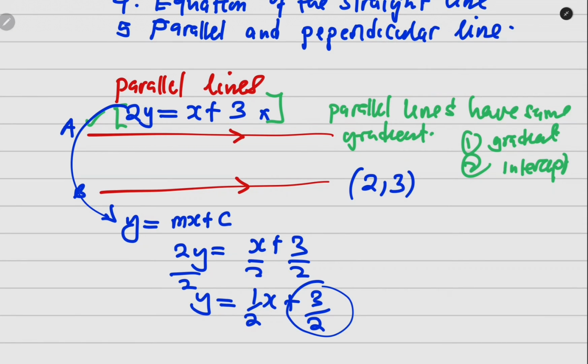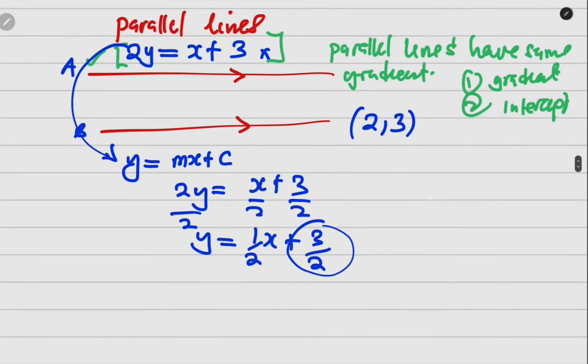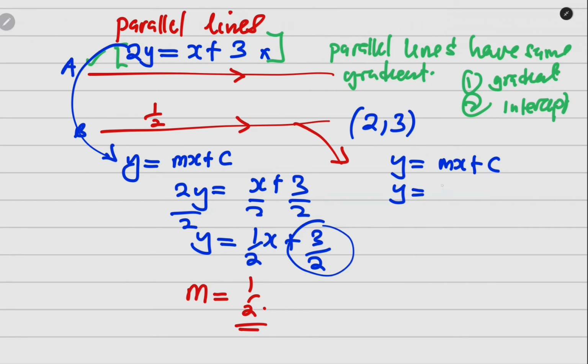We are not interested in this part. We are interested in the coefficient of, or the number in front of x. And therefore, in this case, the gradient of this line is 1 over 2. So we are saying that two parallel lines have same gradient. So if the gradient of this one is 1 over 2, which means the gradient of this one is 1 over 2. So now we can go on and find the equation of this line. y is equals to mx plus c. The gradient, we have it: y is equals to 1 over 2 x plus c.